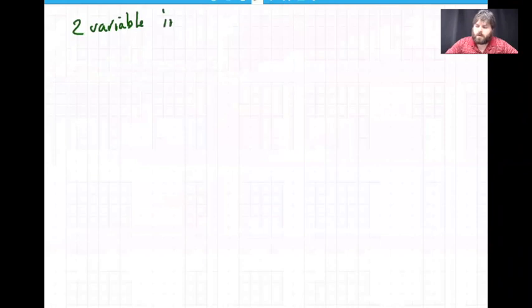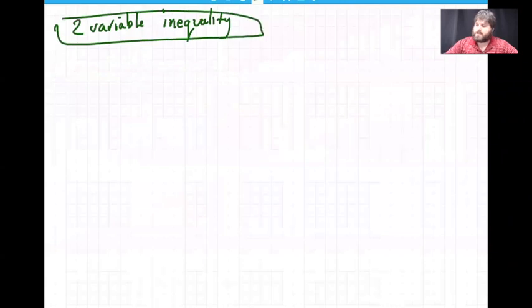All right, very last thing. We're going to look at a two-variable inequality. So something like x's and y's. So for example, if it said to graph y is less than or equal to x squared plus 3x plus 2, how would we graph that?